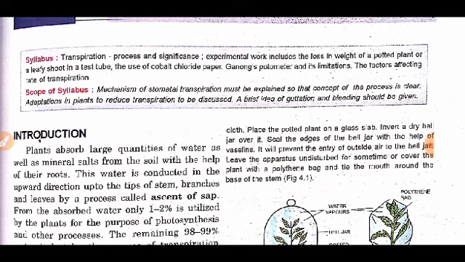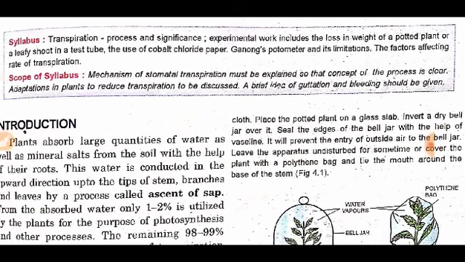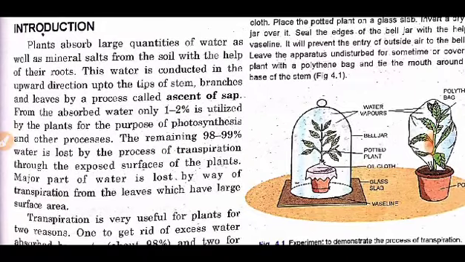So, what is the scope of your syllabus? You have to learn and read about the mechanism of stomatal transpiration. Okay, and you have to clear your process thinking of that stomatal transpiration and adaptations in plant to reduce transpiration to be discussed. A brief idea of condition and bleeding should be given. Okay, so this is by means of your syllabus. So now we start the chapter.